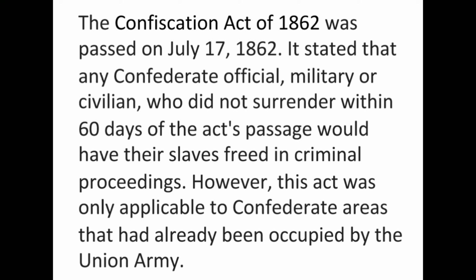The Confiscation Act of 1862 was passed on July 17, 1862. It stated that any Confederate official, military or civilian, who did not surrender within 60 days of the act's passage would have their slaves freed in criminal proceedings. However, this act was only applicable to Confederate areas that had already been occupied by the Union. So during this time, they didn't even have a problem with you keeping your slaves if you surrendered. It only became an issue once these people didn't surrender. So now they wanted to hit them in their pocket. But this is the history you don't really hear about, though. This is the Confiscation Act.